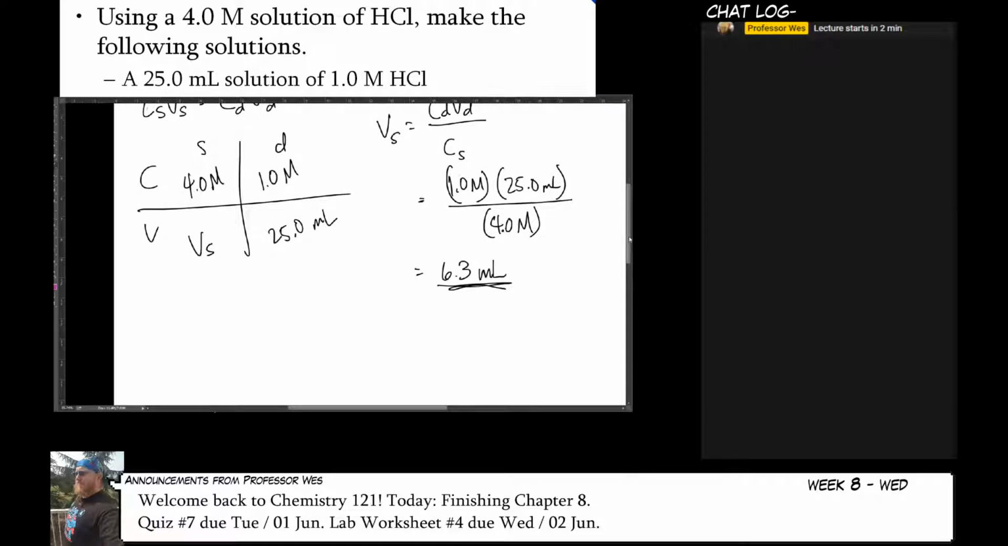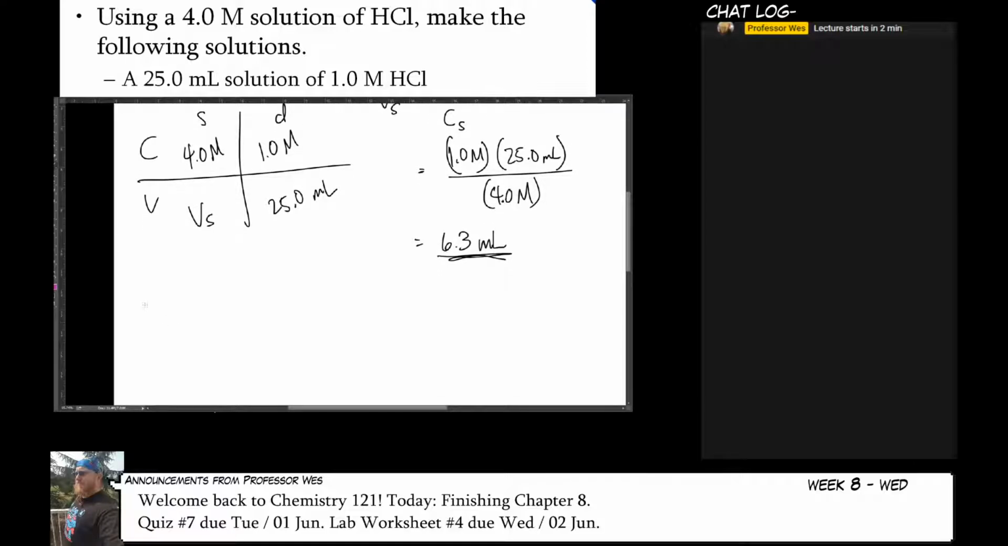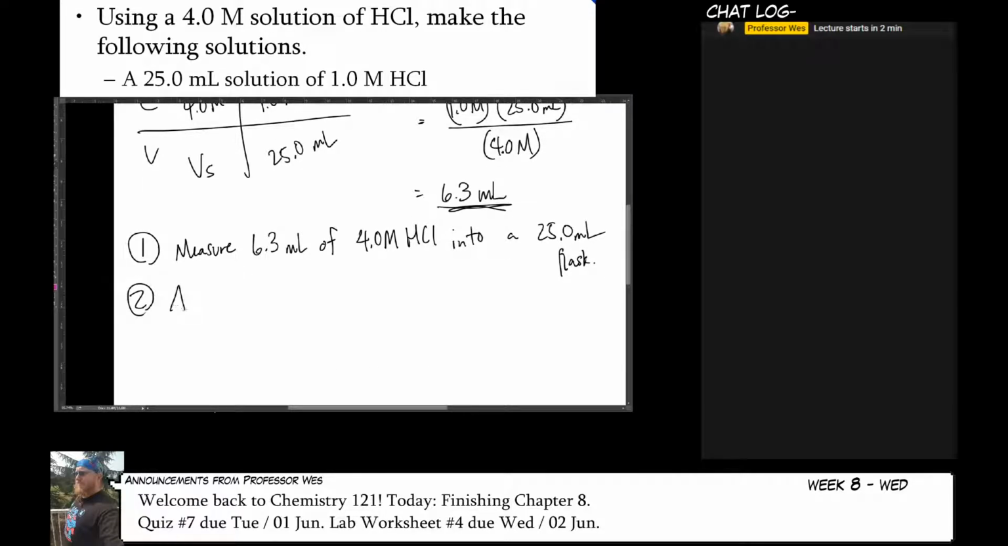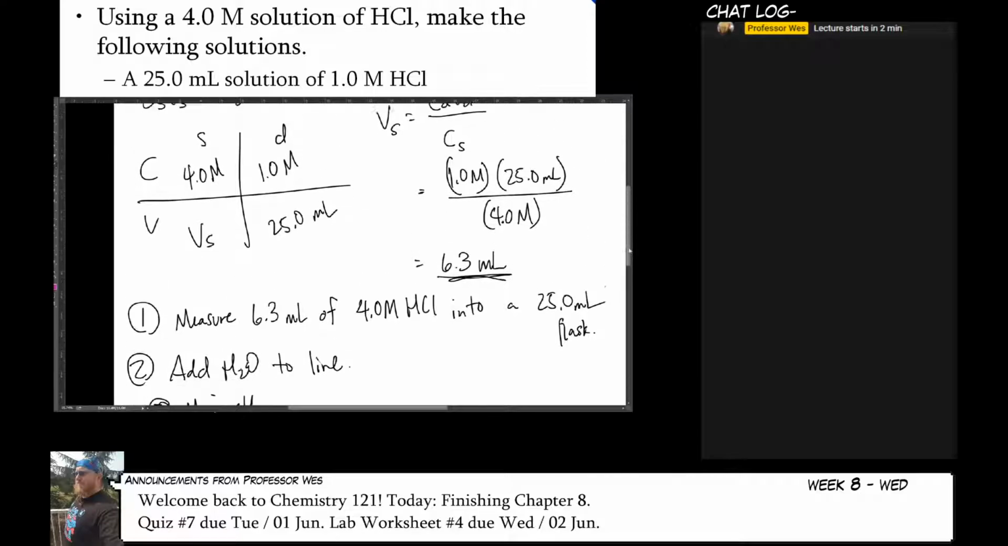And then my procedure would be, step 1, measure 6.3 milliliters of 4 molar HCl into a 25 ml flask. And then step 2 is add H2O to the calibration line. And then 3 is mix well. Oh, you can see that one, though, too. Okay. There you go. That's how you do it.